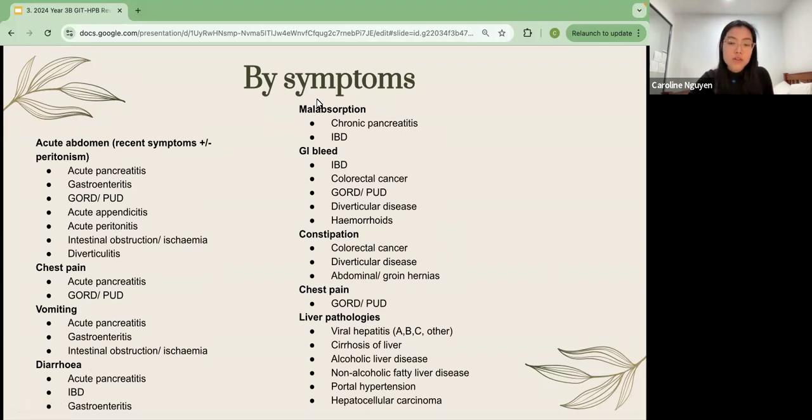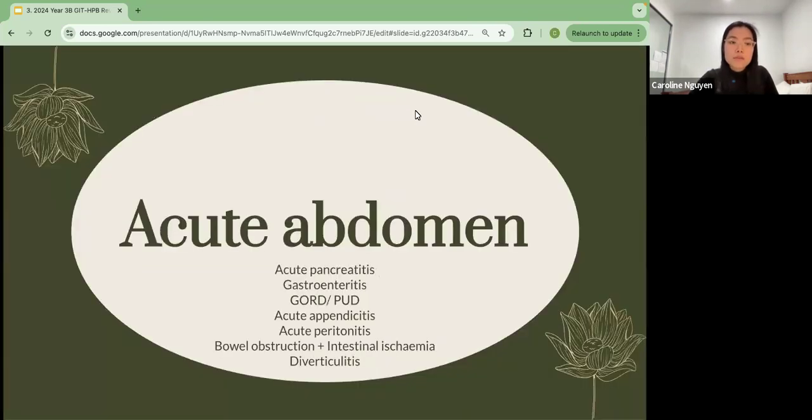It's a lot easier to look at GIT, because it's such a heavy subject, in this way and not by symptom in isolation, because a lot of them do present with similar symptoms. In this case, all of these conditions are acute abdomen situations. Some of them involve peritonism, chest pain, vomiting, diarrhea as well. And then you've got GIT bleed, but obviously you need to break these down into upper and lower GI bleed, which we will do, and then malabsorption situations, which are more chronic conditions. So the acute abdomen involves these conditions.